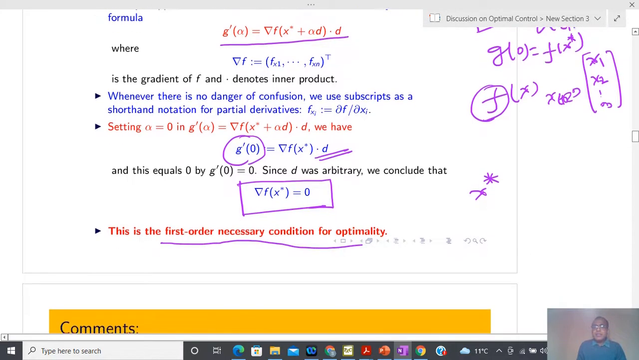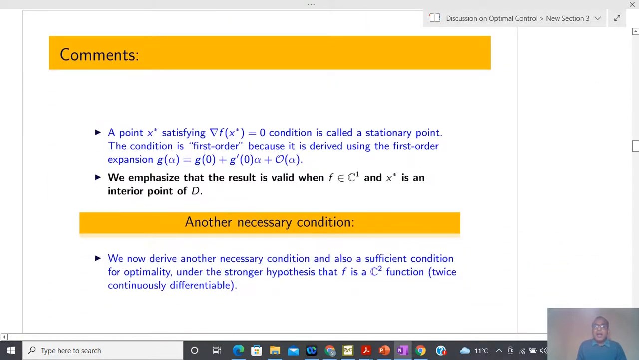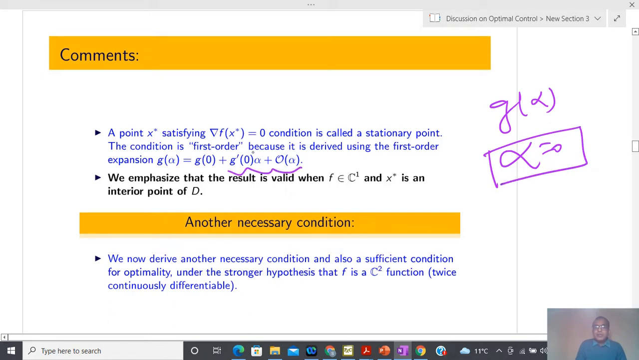In the previous class I already talked about why I am calling this first order, because this condition we have derived using the Taylor series expansion of the g(alpha) function about alpha equal to 0. After that I assume that this term is going to dominate over the higher order terms. Based on this assumption, I have derived this criterion that this is a stationary point.